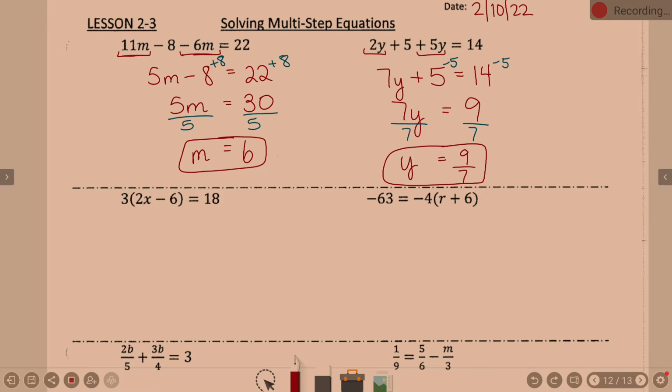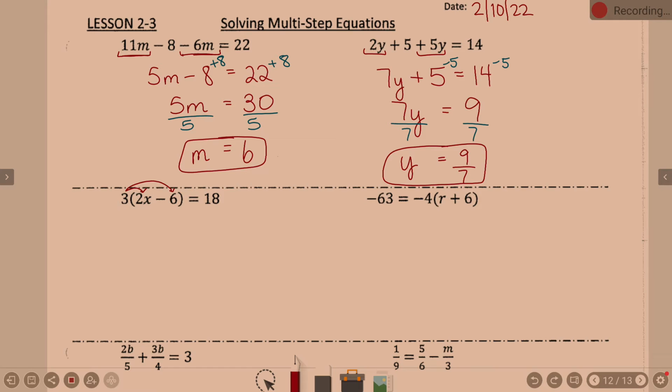Multiply. So we have to take this 3 out front, and do you remember the word? It begins with D. Distribute. When you have a number out front of a set of parentheses and you have adding or subtracting in the parentheses, we're going to take whatever's out front and distribute it. So 3 times 2x is 6x, and then 3 times negative 6.